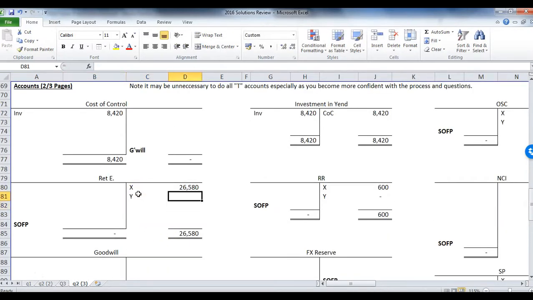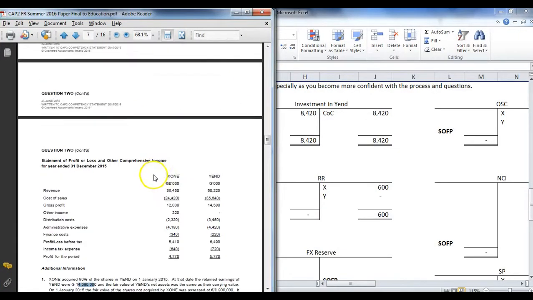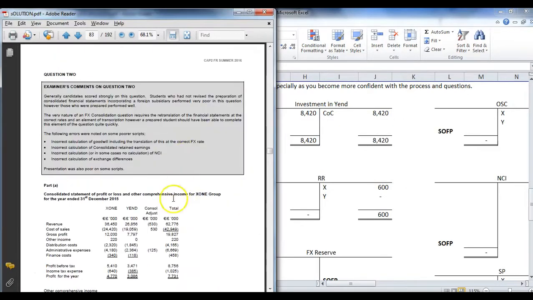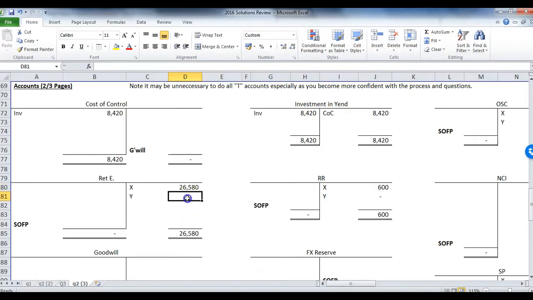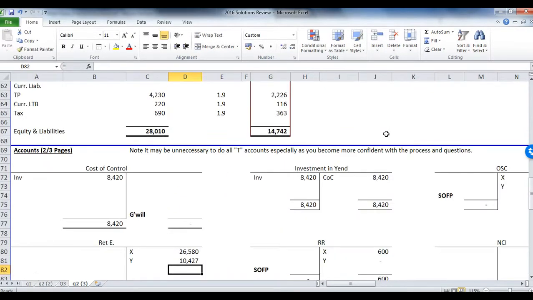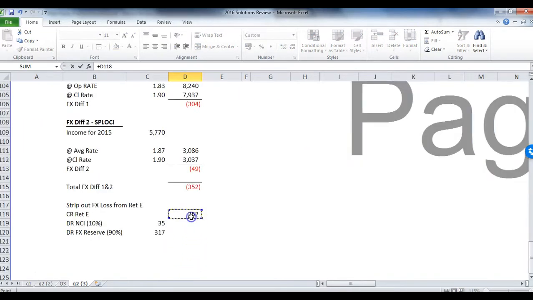So the retained earnings for X is 26,580, which is just taken from the balances in the question. 26,580. And you don't take in the 19,850, you take in the plug figure, which is the updated balance sheet of 10,427. So that's how you open up the T account. Just take the balances you have. Then Journal 1, 352, which is this figure here.